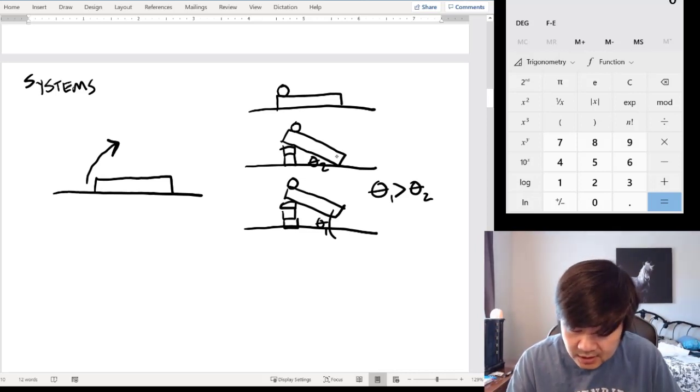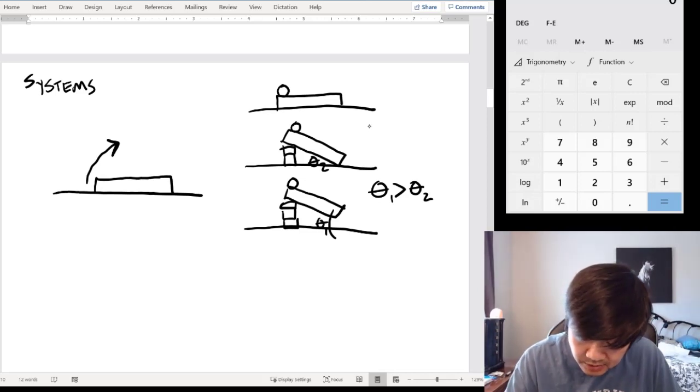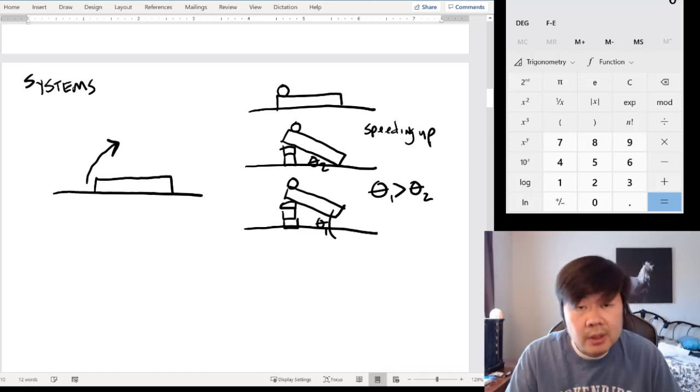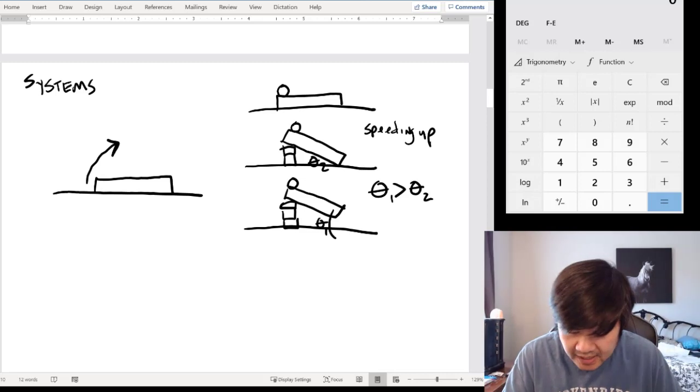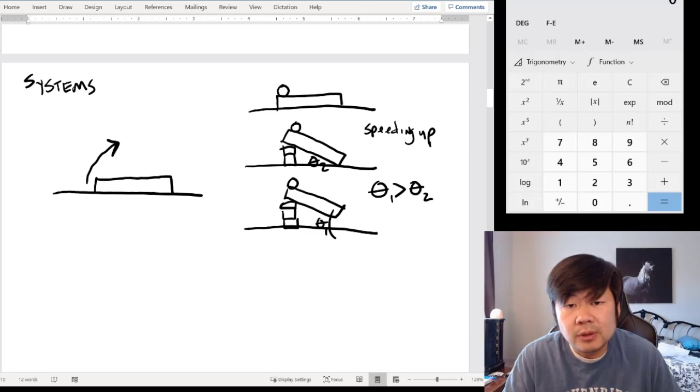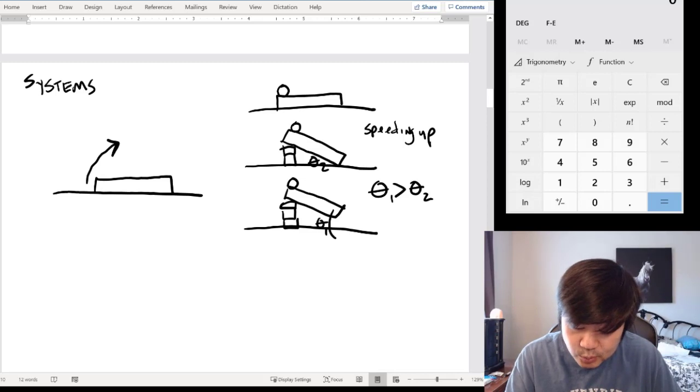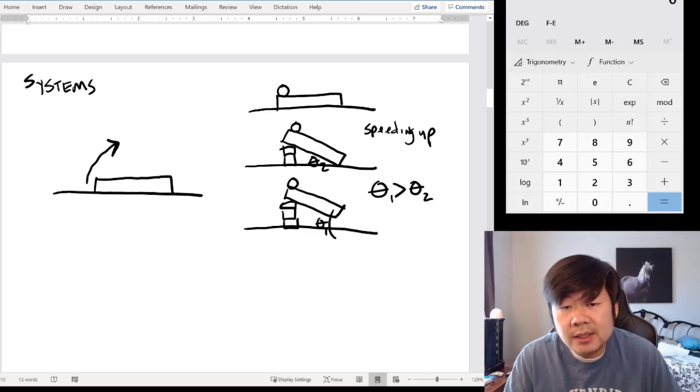So let's say that it does roll down. First of all, when it rolls down, it's always going to be speeding up. All right? And what's going to happen to that speed if we increase the angle there? Well, it's going to go faster. All right? So in these systems, what they're going to ask you is what happens if I change something else.